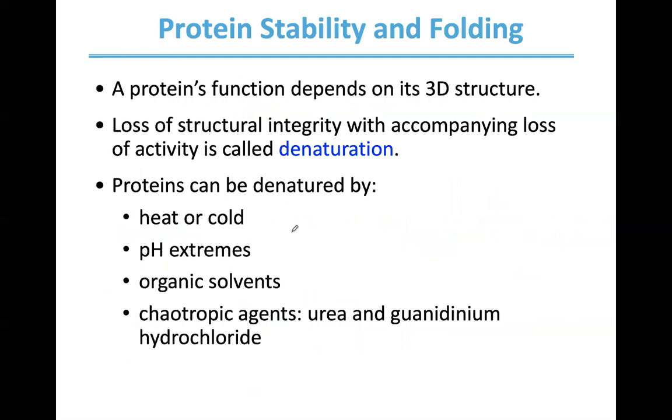And so let's look at some of the major issues with denaturing. Protein function depends on three-dimensional structure. We talked about that. So loss of structural integrity is accompanied with loss of activity. Proteins can be denatured by heat or cold. We talked about that, right? Heat or cold. We talked about high fever, right? Don't do that. Don't get overheated. Don't get too cold either.